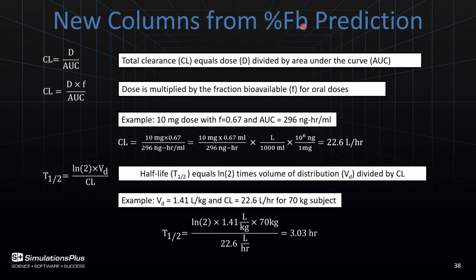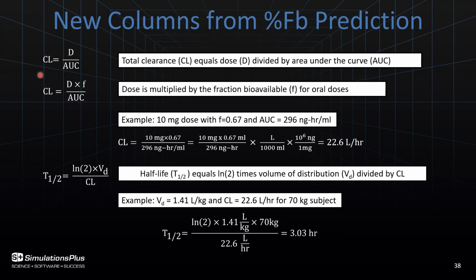So some of the new columns in the F prediction, one of them is the clearance. So here we're using kind of the classical pharmacokinetic calculation, where we take the dose times the oral bioavailability, here represented by F, and divide it by the area under the curve. So the dose multiplied by the fraction bioavailable. So this is for orally administered. This is just the equation if it's an IV administered one.